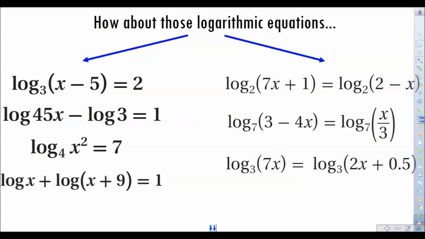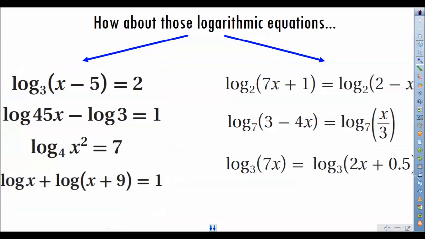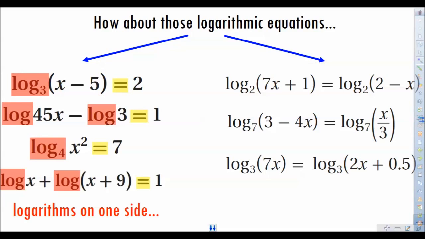Take a look at just the left side. Look at all these. What do all these have in common? Yeah, if you notice the equal signs in all those, the logarithms are all on one side of the equation. When you compare it to the right column group of problems there, notice the logarithms on both sides.